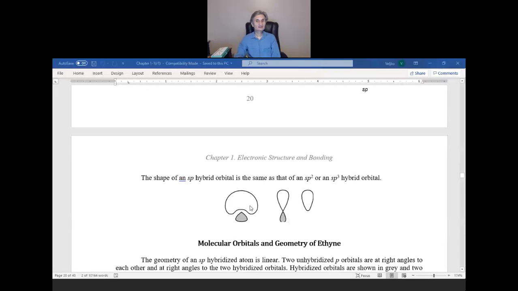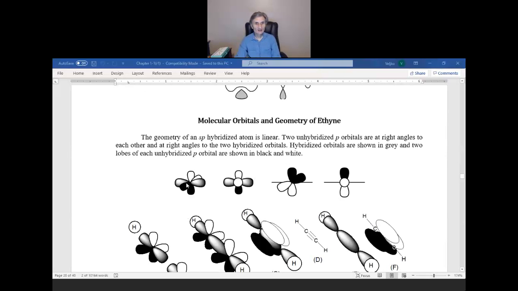Again, the shape is the same as that of an sp2 or sp3 hybrid orbital. This is the actual shape, and these are stylized shapes. Two hybrid orbitals are linear. They point exactly opposite from each other. That's as far apart as possible. And unhybridized p orbitals are at 90 degrees to each other and to the two hybrid orbitals. And this is the view from the top.